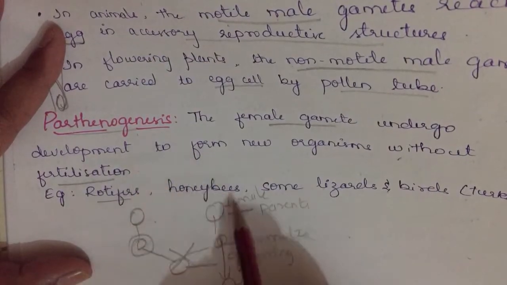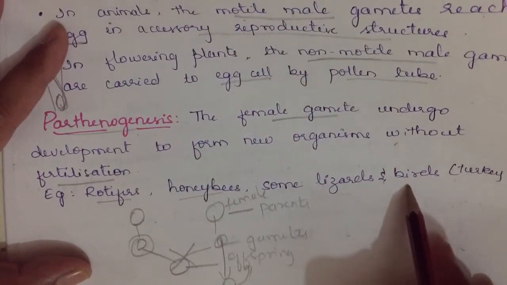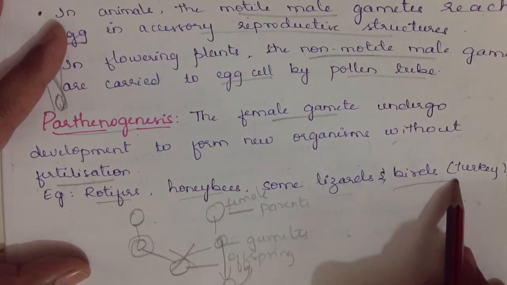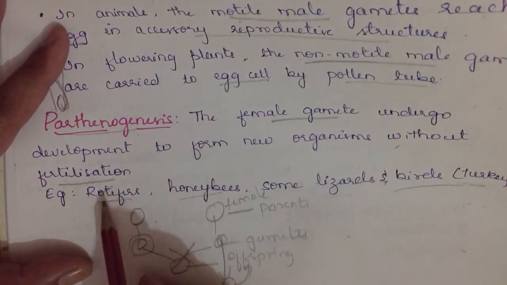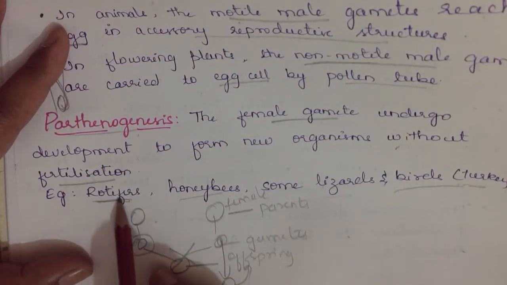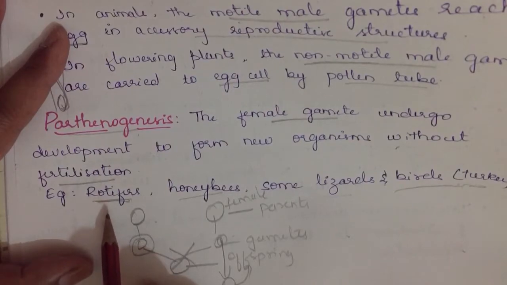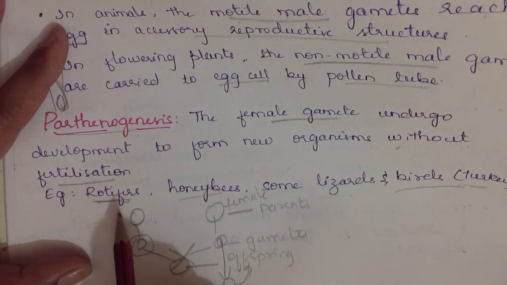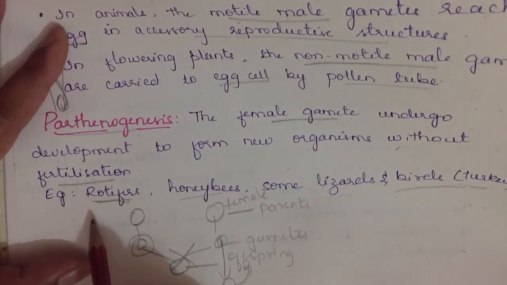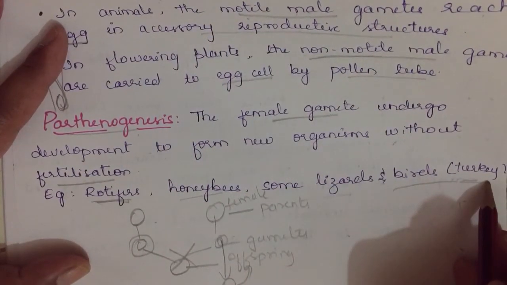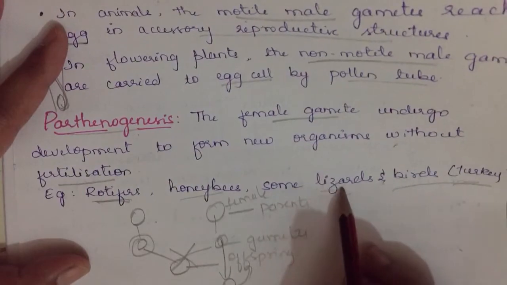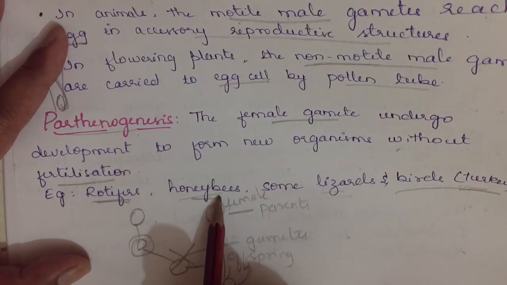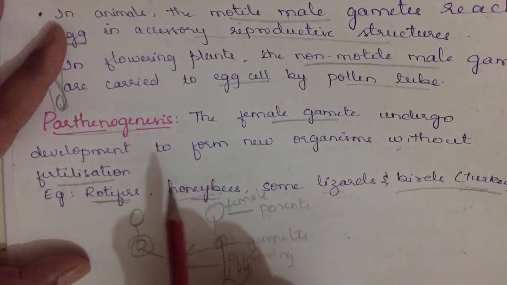Examples: rotifers, honeybees, some lizards and some birds like turkey. The turkey bird you might be knowing, and rotifers. If you go through Google, search for some pictures of those so that you can identify them, because you know many of those. And rotifers we have used even in first year. If you have not seen the turkey bird, Google it and you will get a picture of it so that you can identify which is that. Turkey is a bird which undergoes parthenogenesis. Some lizards and honeybees also show parthenogenesis, and rotifers.